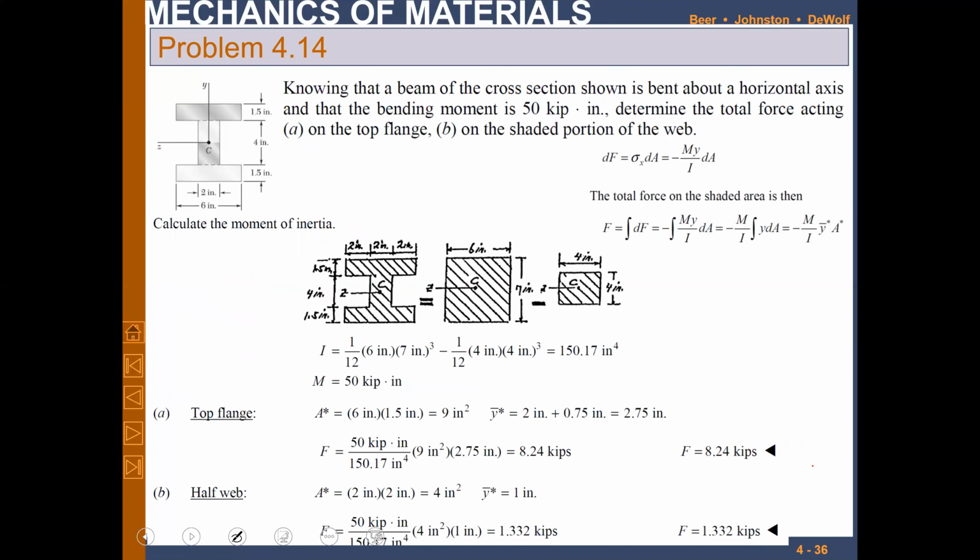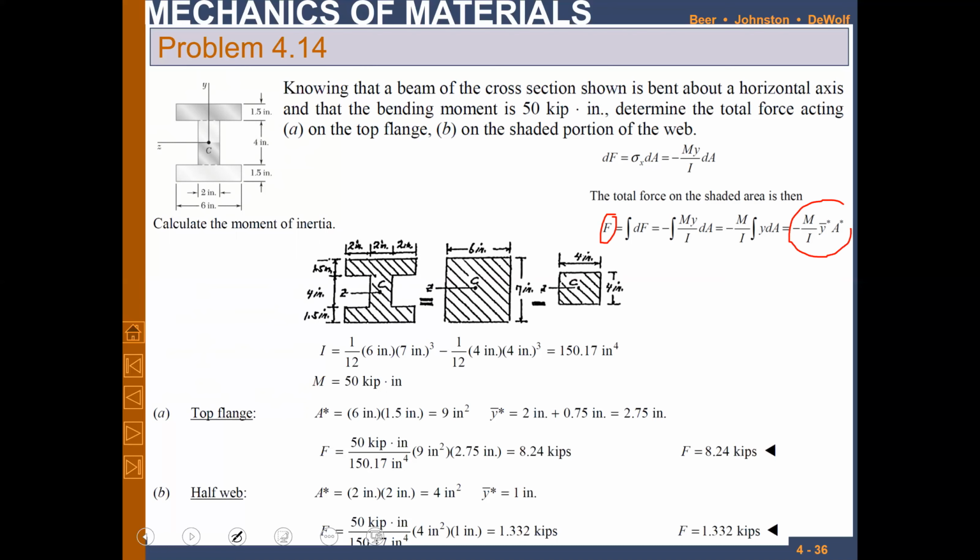Last problem is 4.14. We'll have to do some mathematics over here. You can understand what's happening. dF, this is what we have already done, is sigma x dA. This is the standard force which will be applied on a smaller area, dA. So sigma x we know is minus My over I, times dA, and when we do the simple mathematics, the net total force is the integral of all the small forces applied on the small areas dA. So by doing the mathematics we will get minus M over I times y bar A bar.